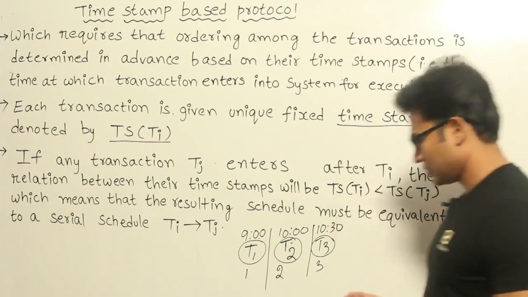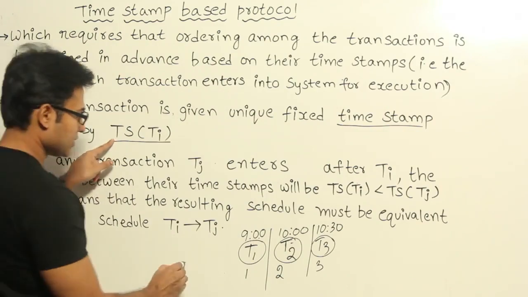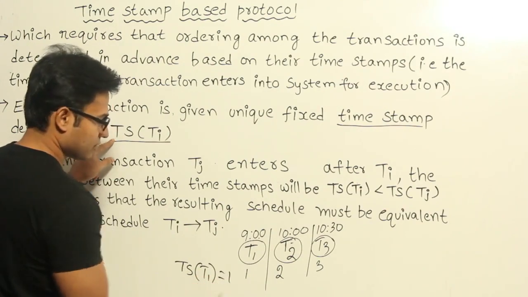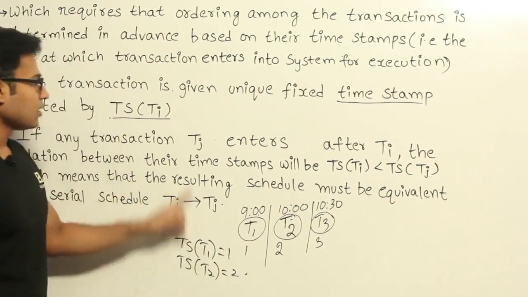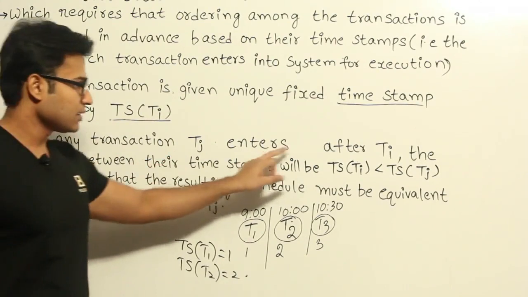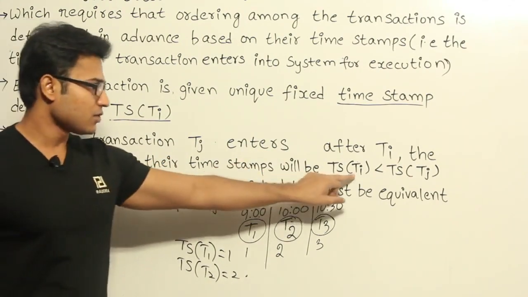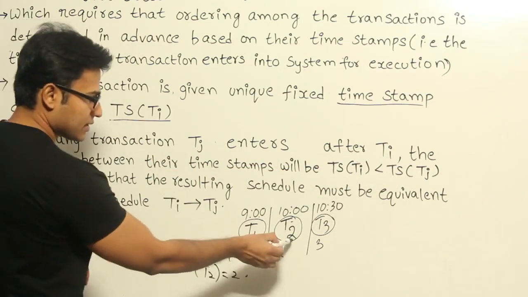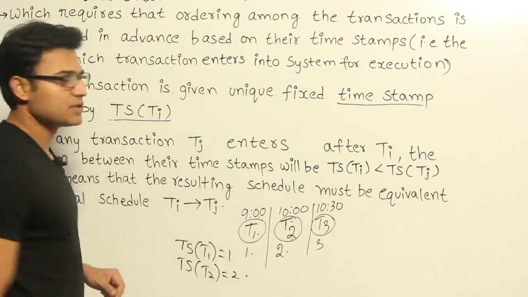Now if you observe this expression TS of Ti, if I say timestamp of T1, then it is nothing but 1, right? And what is TS of T2? It is nothing but 2. That is the meaning of this expression. And now if any transaction Tj enters after Ti, the relation between their timestamps will be TS of Ti is less than TS of Tj. That is what they are saying. So if this one has entered after this, then the timestamp of this one will be greater than the timestamp of the earlier one.